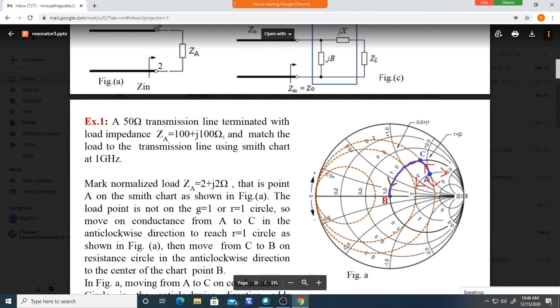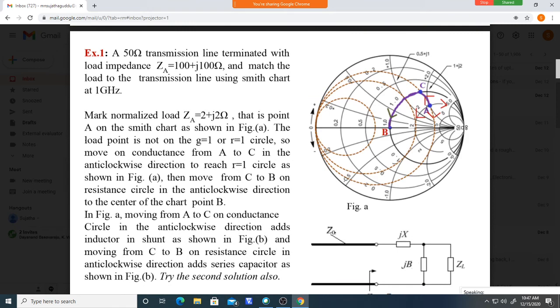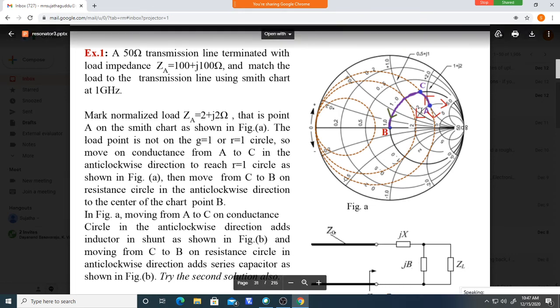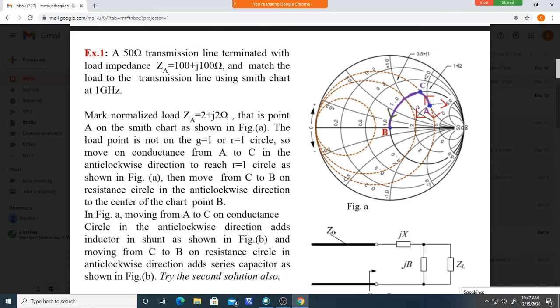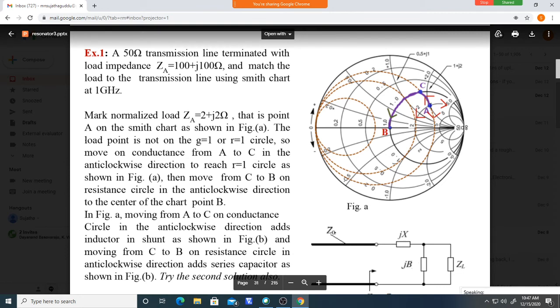My load impedance is this ZA. See, this is the ZA. So from here, what we have to do, you should move on either the conductance circle or the resistance circle. First, you should identify the conductance circle and resistance circle passing through this point. See, this is the resistance circle passing. And this is the conductance circle passing. You should carefully identify those two.